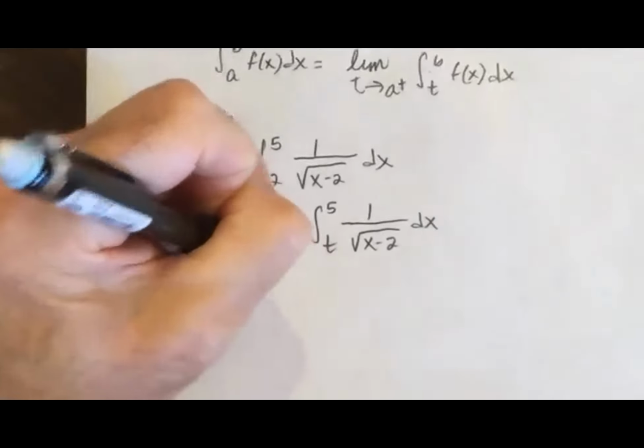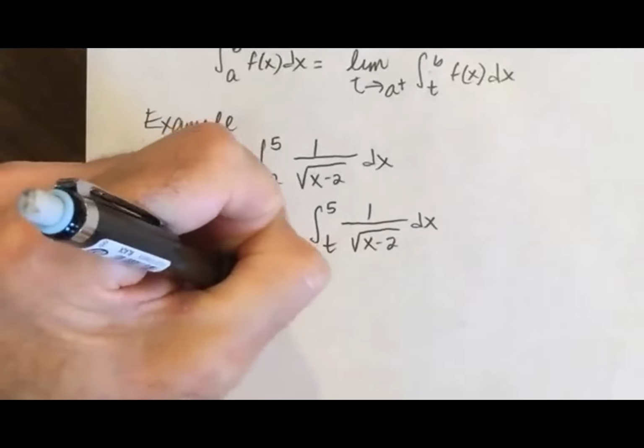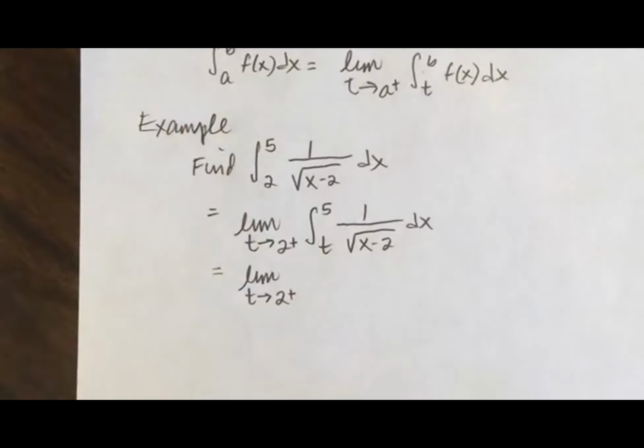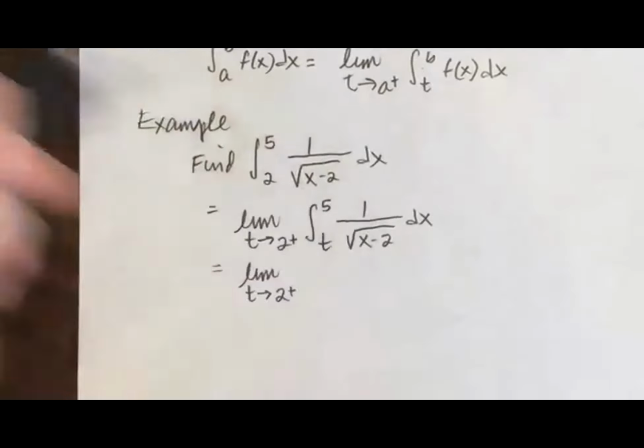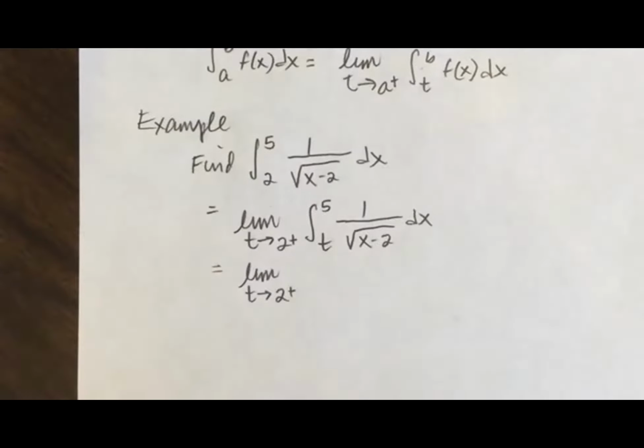Remember that when solving limit problems, you have to write down the limit until you actually do the limit. Okay, so please keep writing that down so that I can follow your thinking. And now I got to do this integral. So how do I do it?